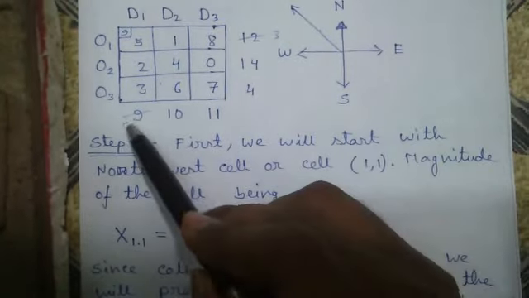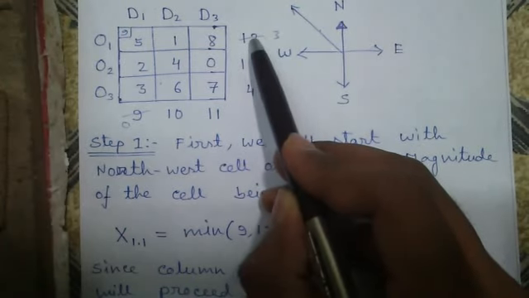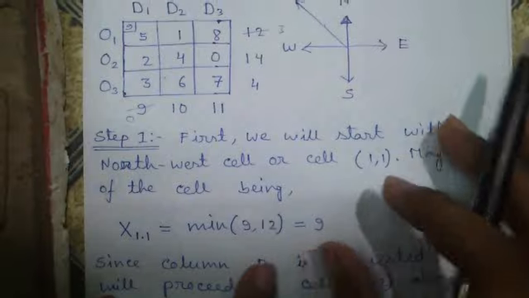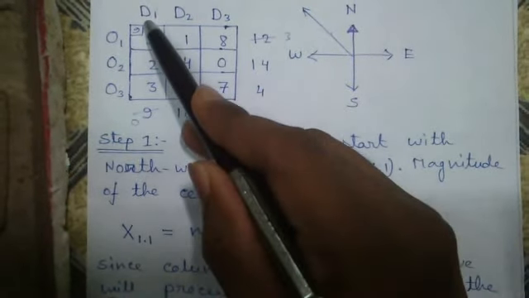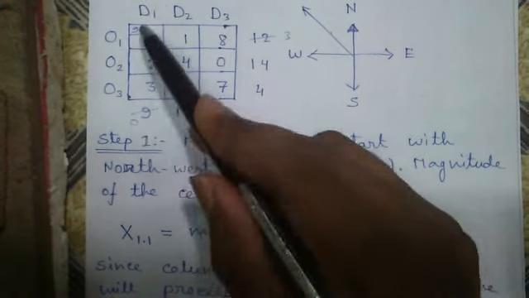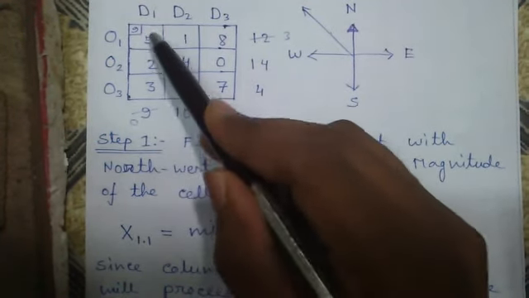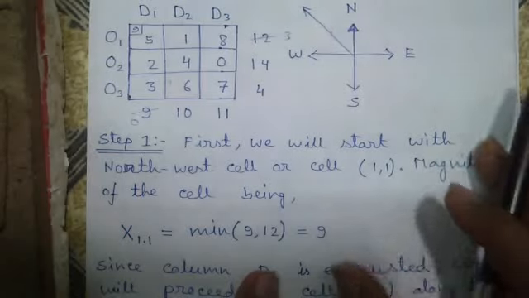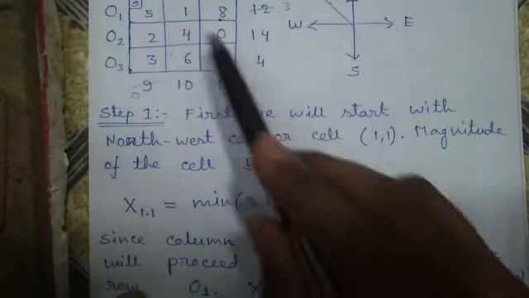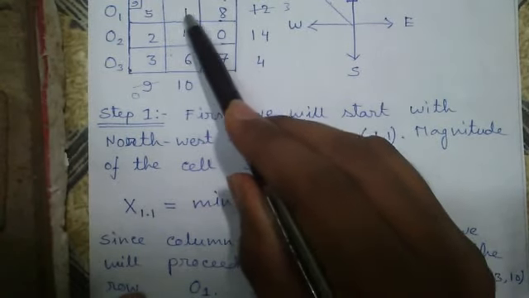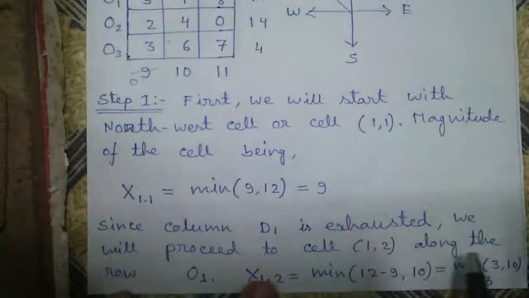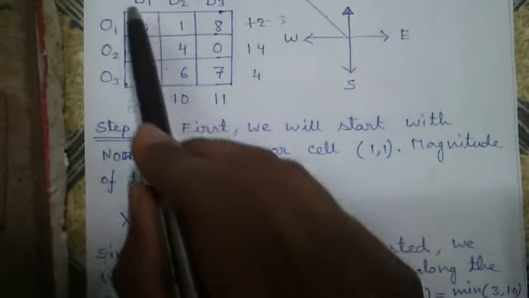After allocating 9, our supply becomes 12 minus 9, which is 3. Destination D1 becomes 0, so it is exhausted. We won't do any further calculation in this column. Since column D1 is exhausted, we will proceed to cell 1, 2, meaning row 1, column 2, with a supply of 3 along the row O1.